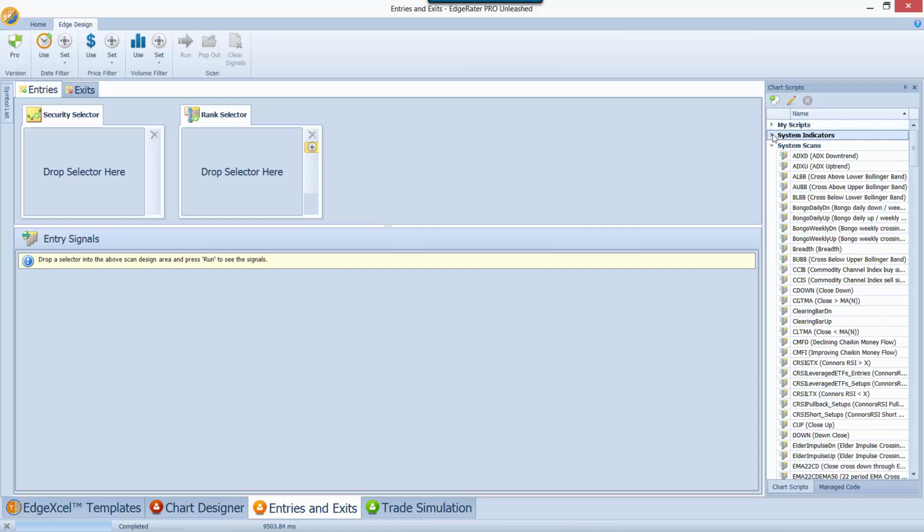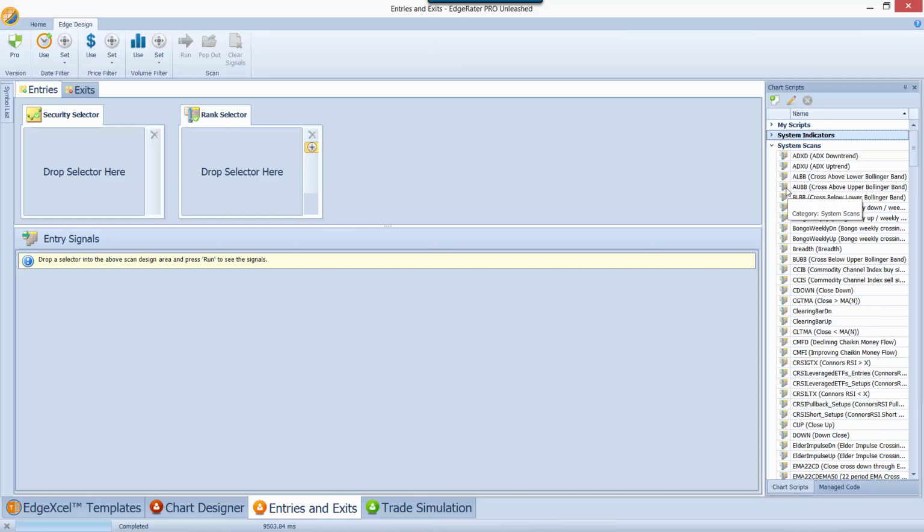And so with backtesting, we'll pop out this chart scripts tab, and the types of scripts that you can add to the entries are scanning scripts. These are things that scan the market and give you a 1 value if a condition is true, or a 0 value if it's false. All of the system scans are under this system scans heading, and the system is configurable so that you can write your own. You can always take a look at how these are built and write your own based off of those.